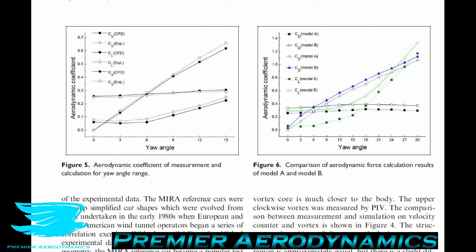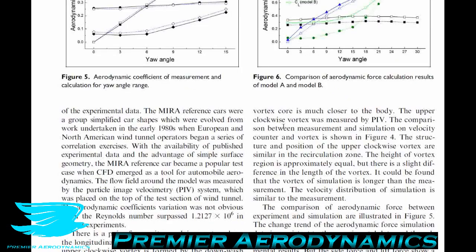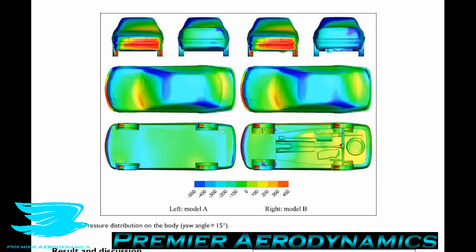So the rough underbody meant that the diffuser couldn't really work properly. It also had a greater lift coefficient and side coefficient. So that's quite interesting. We'll get into some reasons why. For example, in figure 7, we can see the pressure distribution on the cars. We have Model A on the left and Model B on the right, and this is at a yaw angle of 15 degrees. Again, at a total velocity of 108 kilometers per hour.